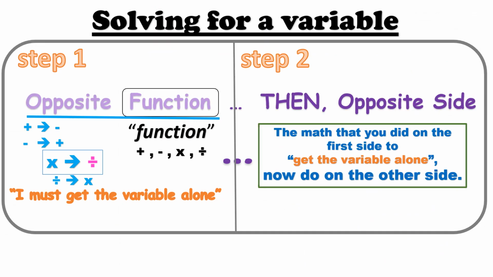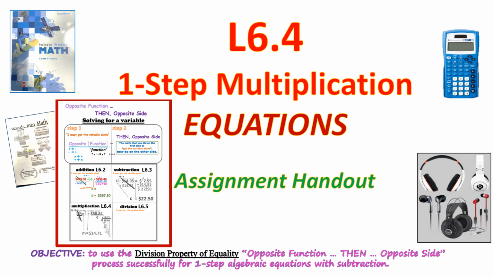All right, so this is our third lesson of one-step algebraic equations. It's the same steps every single time. Focusing on getting my variable alone, I'm going to do the opposite function, then I'm going to do it on the opposite side. So as you're going through these, look at this handout, use it, and if you have questions after you've taken your notes, come and ask.